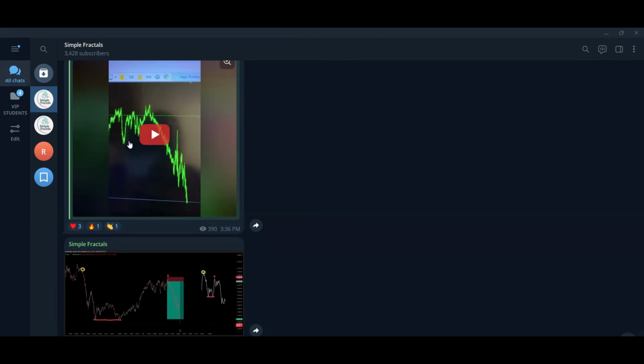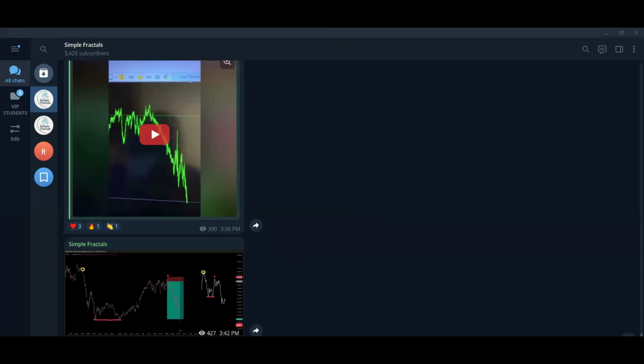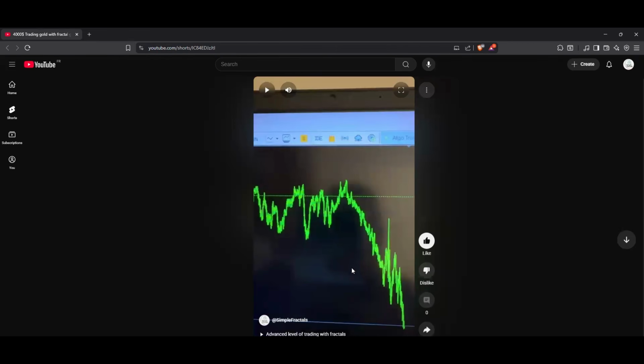So today we'll have a breakdown for this trade on the gold chart. It was executed, I think, on Monday or Tuesday. Since we have received a lot of questions about this execution, the fractal wasn't clear, how we located it and how we traded. This was the execution right here on the YouTube channel.